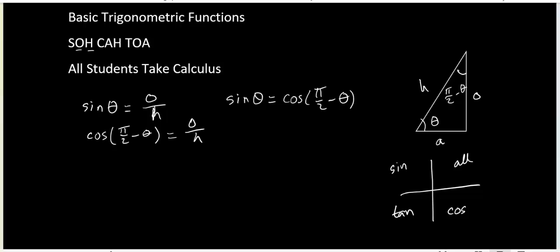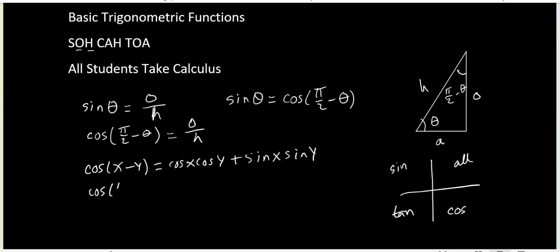But there is another way. You know that cosine of x minus y equals cosine x cosine y plus sine x sine y. Now if you replace x by pi over 2 and y by theta, what do you get? Cosine pi by 2 cosine theta plus sine pi by 2 sine theta.